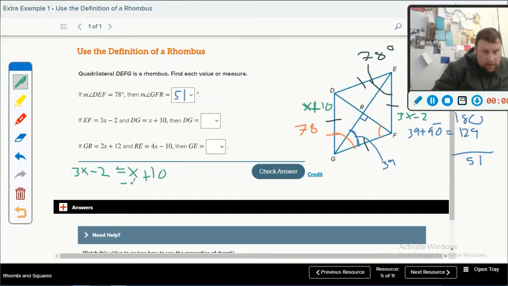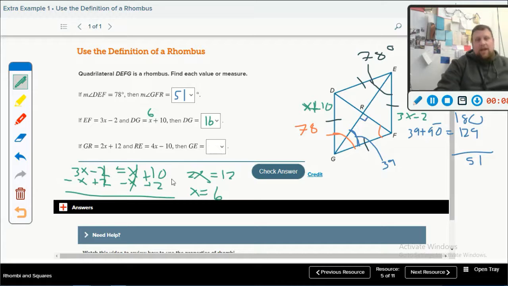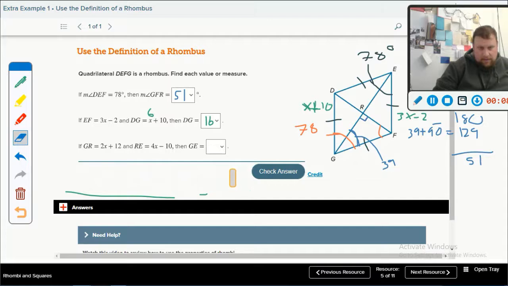So what I'm going to do is subtract x over and add 2 over. When I do that, what do I end up with? I end up with 2x equals, 10 plus 2 is 12. And if that's true, divide both sides by 2 and we get x equals 6. So if x equals 6, and I know that DG is x plus 10, that's going to be 6 plus 10, which is 16. Perfect. Again, pause this if you need to, so I can erase stuff.